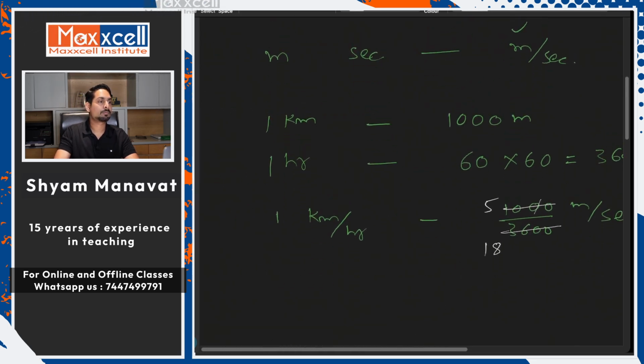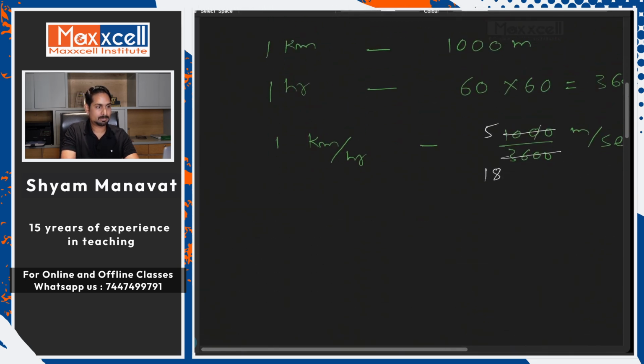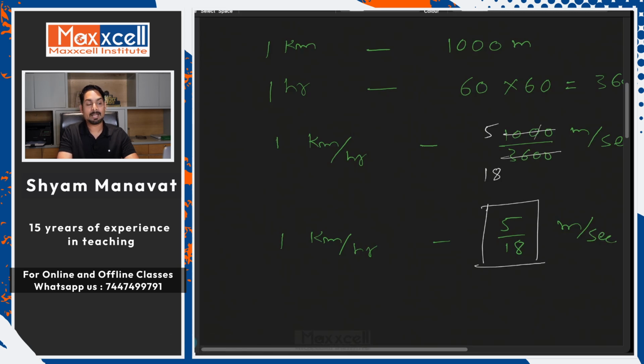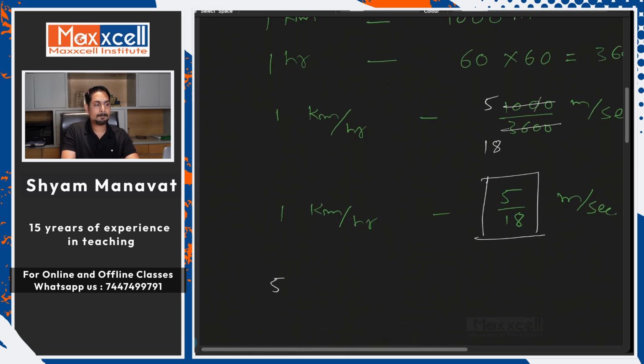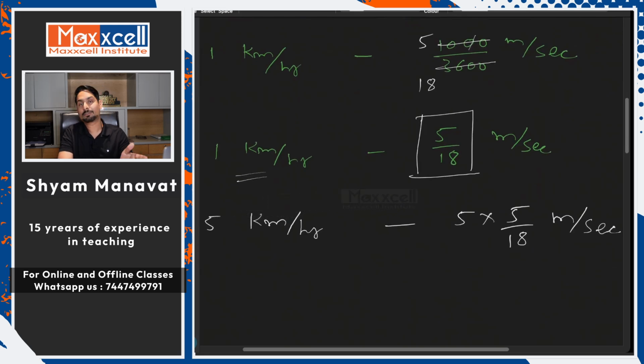So that will get you a conversion number. What is the number? 1 kilometer per hour is equal to 5 by 18 meter per second. So this conversion you should remember. What is the multiple constant here? 5 by 18. What does it mean? Suppose if I say 5 kilometer per hour, it is nothing but 5 into 5 by 18 meter per second, right? So kilometer per hour converting into meter per second, you multiply by 5 by 18.